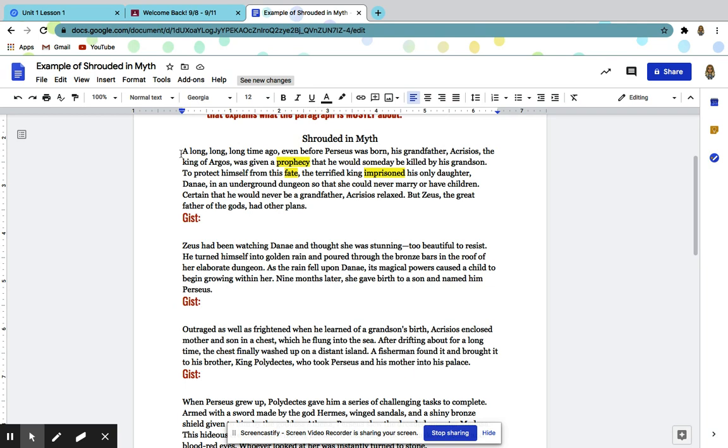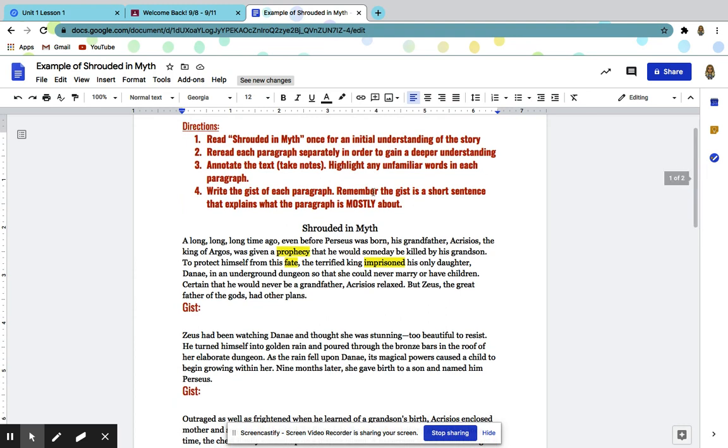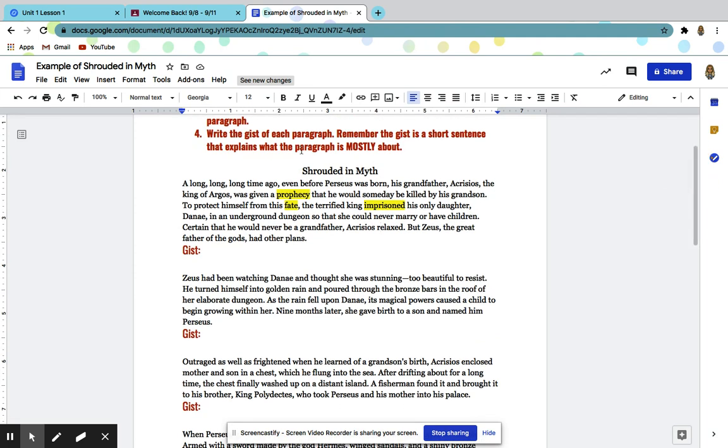Okay, so I reread this for the second time and I highlighted any unfamiliar words. Now what I need to do is write the gist of this paragraph. And remember, the gist is telling you just mostly what happened. So if I look back on this, I'm able to look at my gist and know, okay, I can remember what happened in this paragraph by just looking at the gist.